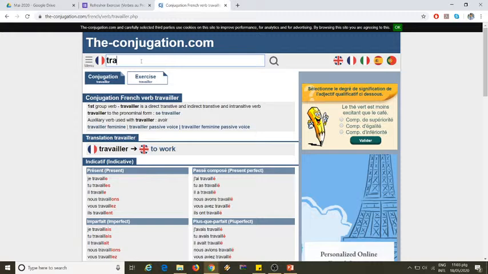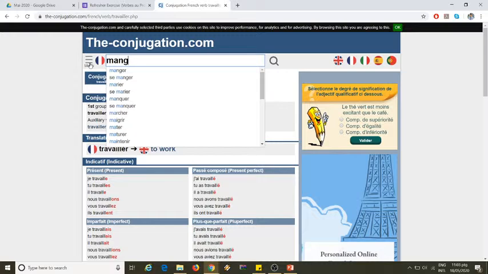Sekejap saya tengok kalau kita tulis tak complete. Oh, dia akan bagi juga. Dia akan tolong. Sekejap, for example, travaillons. Okay, if you search any of the verb punya conjugation pun dia akan keluar juga. Travaillons. Nous travaillons. Okay. What else do we have?